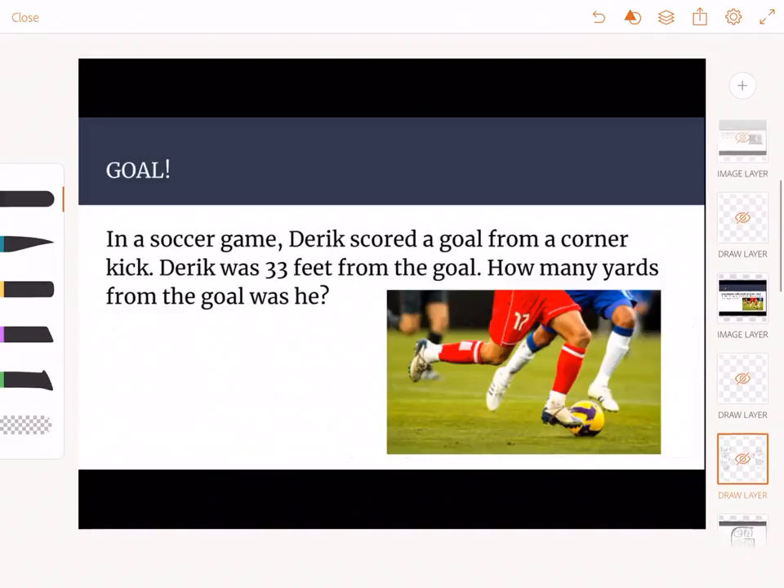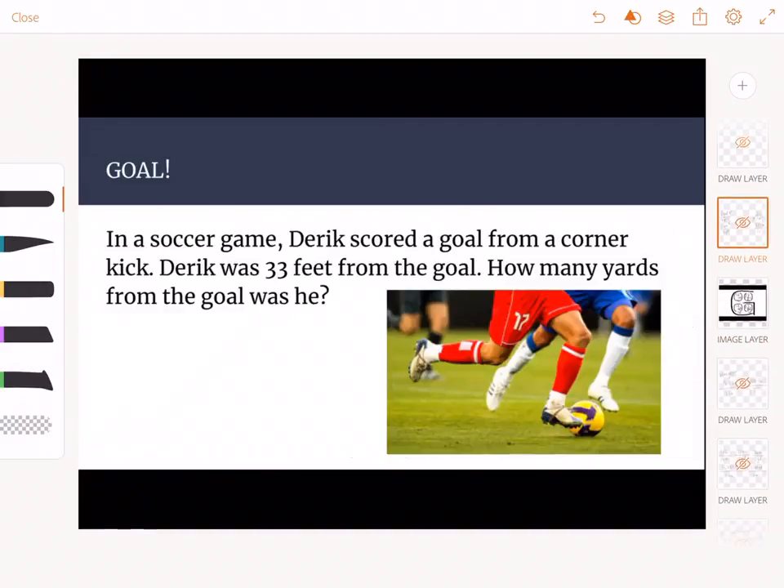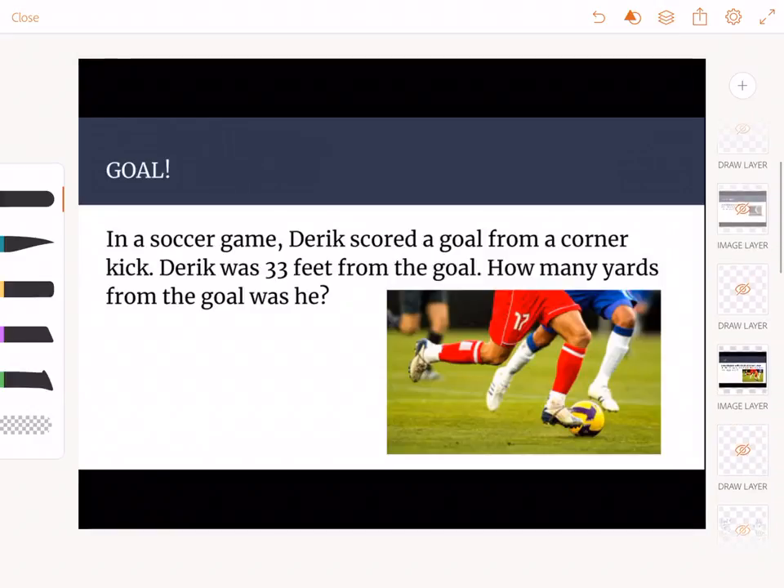So let's pull up a problem here. In a soccer game, Derek scored a goal from a corner kick. Derek was 33 feet from the goal. How many yards from the goal was he? Okay, now some of us, I realize, can do this in our head.